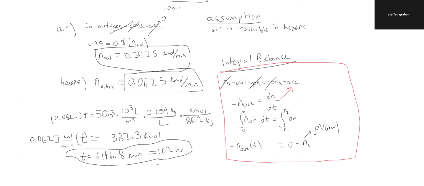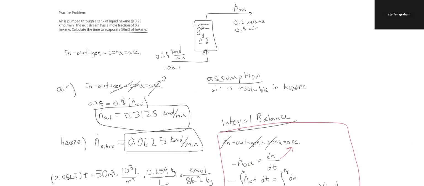I would just jump straight to the balance that we did and reason through it in my head. And then I should also note, what we did for the air is called a differential balance, because we didn't have an accumulation term. That was zero right there, right? So there was no integration done, and we just have these rates, the rate in, the rate out. So what we did for air is a differential balance. What we did for hexane is an integral balance.